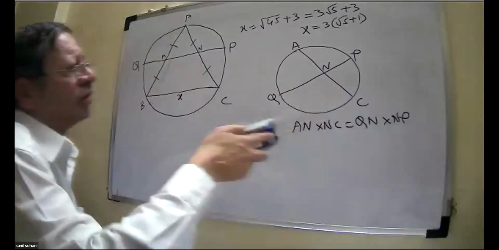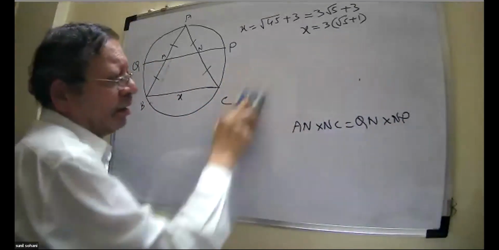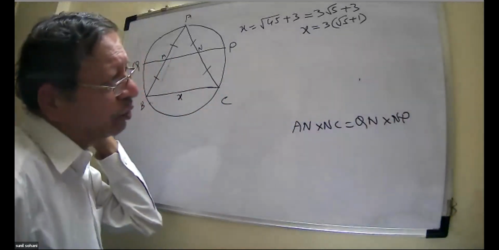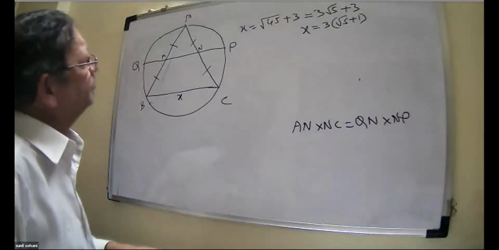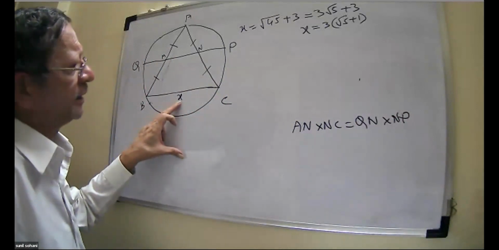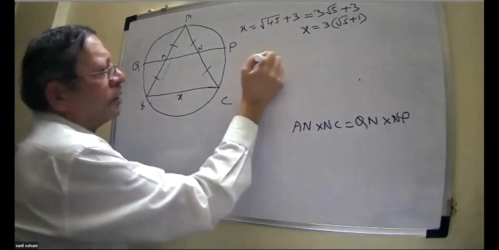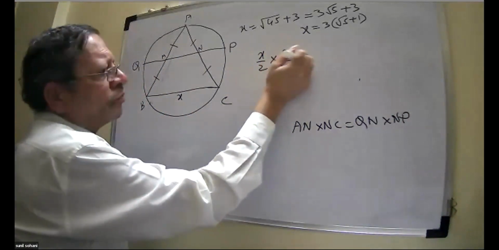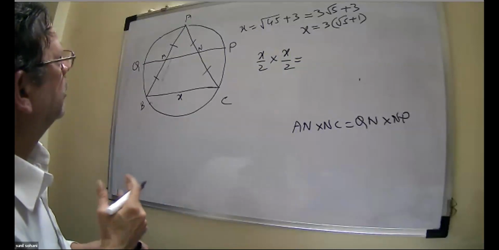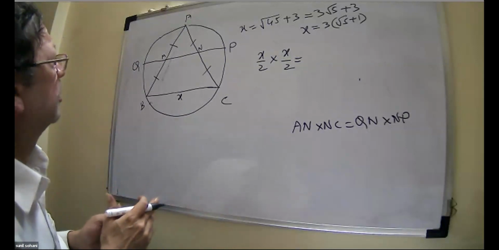I rub the diagram. I explained which theorem I was talking about. Here we are: AN into NC is equal to QN into NP. If you look at AN and NC, both are half of the full length x. So AN is x upon 2, and NC is also x upon 2. Now what happens to QN and NP? We don't know much, but we know M and N are midpoints. That much only we know.